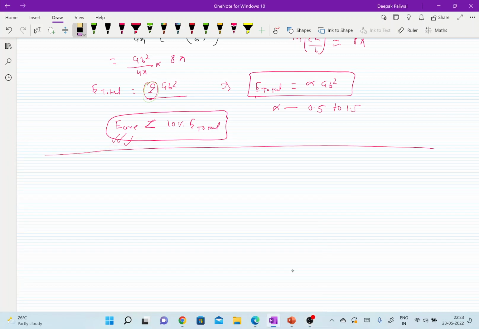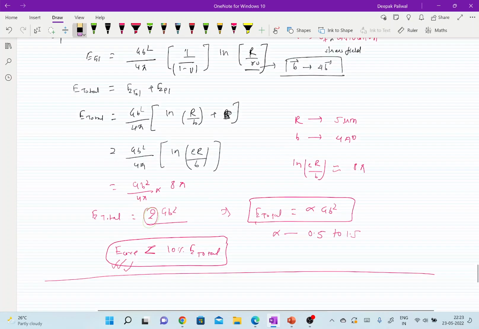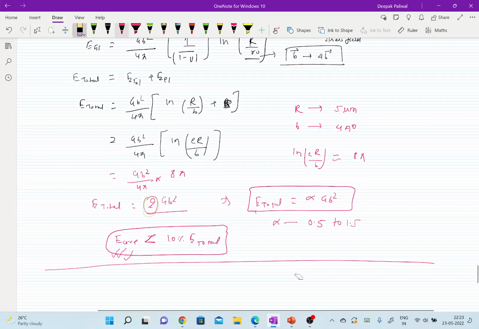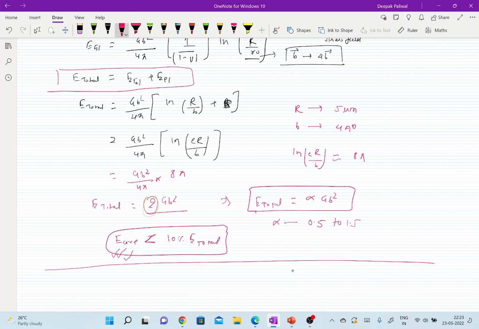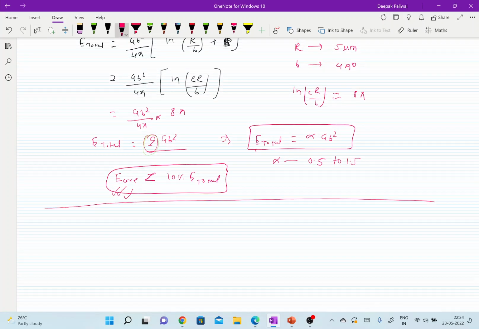So in the previous lecture, we learned about the total energy of the dislocation, which consists of the elastic part as well as the plastic part. What we have learned is that the total energy of the dislocation consists of the elastic part and the plastic part, and finally we got the conclusion that the total energy of the dislocation is alpha Gb square. That alpha value varies from 0.5 to 1.5.